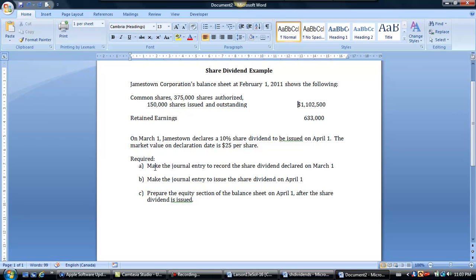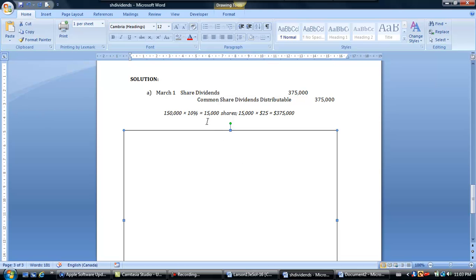So let's have a look at the first one, and see if we can make the journal entry to record the share dividend on March the 1st. Bear in mind that the shares will not be issued until April the 1st. So in our journal entry, we're going to debit on March the 1st our share dividend account, and we're going to credit an account called Common Share Dividends Distributable. This is an equity account, and we use it because we've declared the dividends but have not yet issued them. They become distributable at a later date, in our case April the 1st.